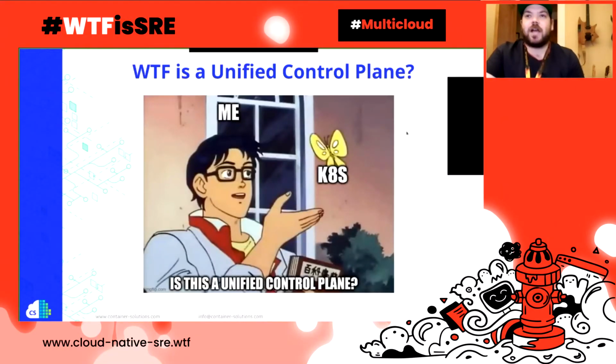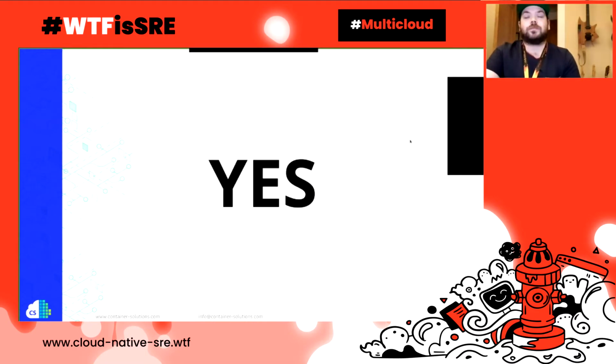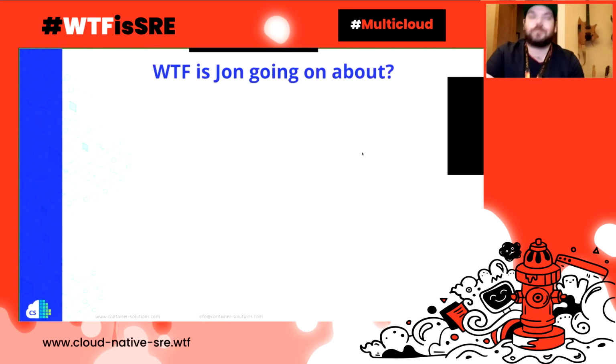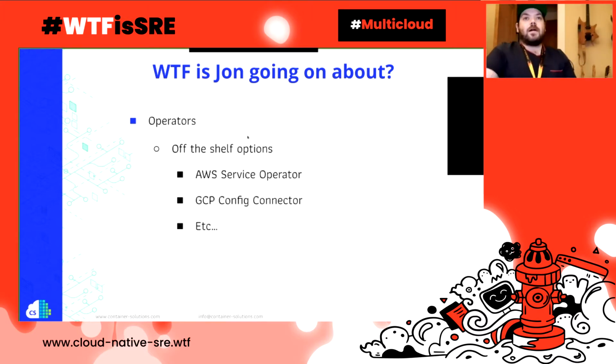What is a unified control plane? Is it Kubernetes? Yes. But what am I talking about? That's not enough info. Well, the astute among you might already be thinking of one way to control things from the Kubernetes control plane, which is operators. And that's a great start. There are lots of operators already built. You can check out OperatorHub.